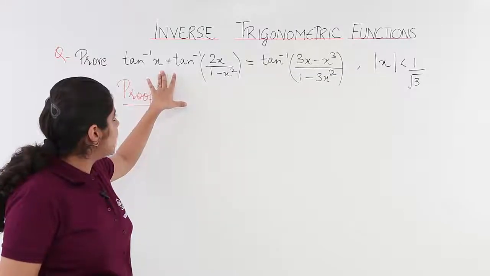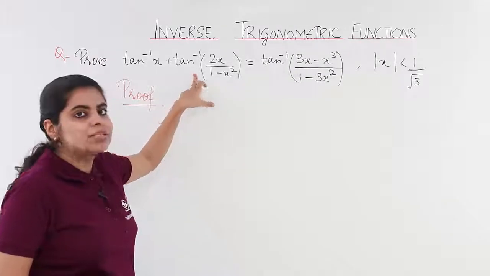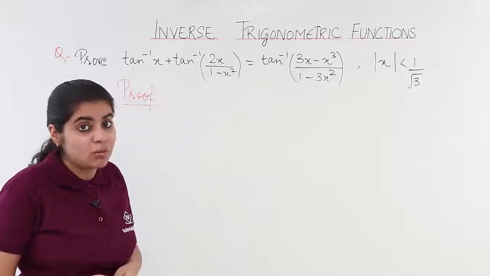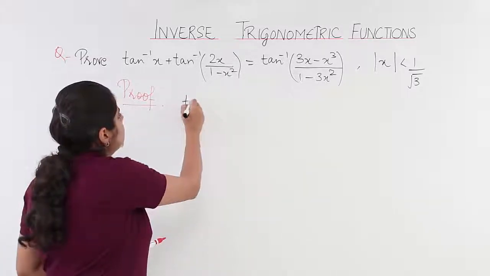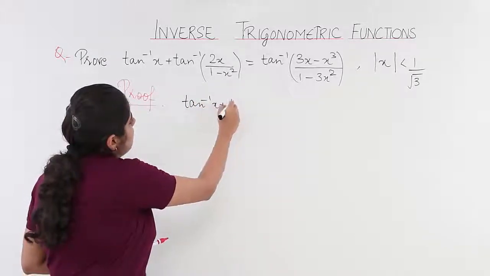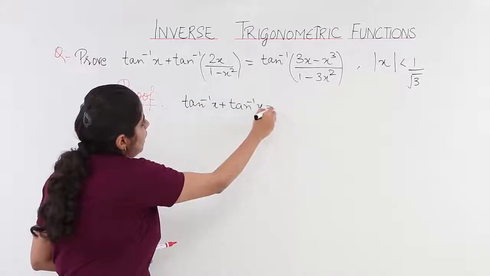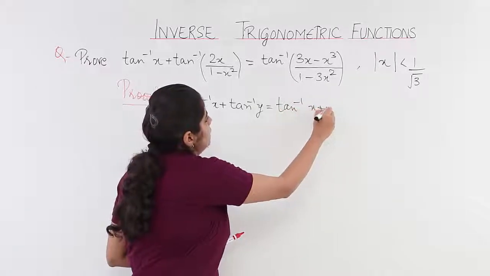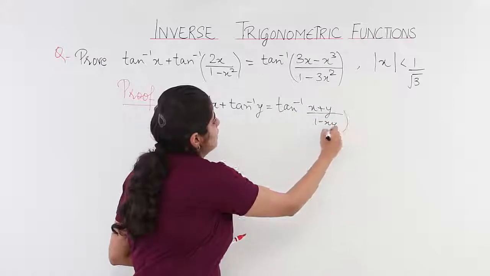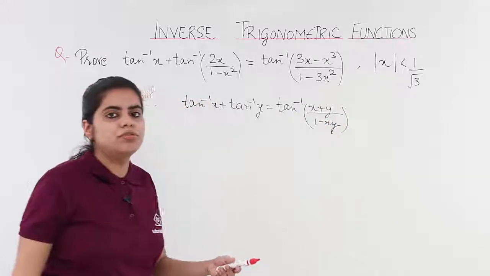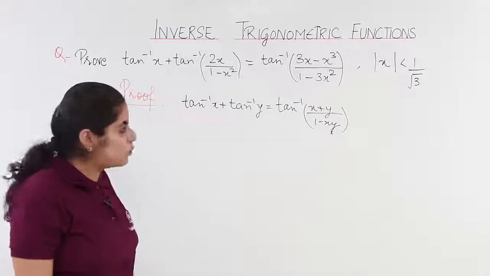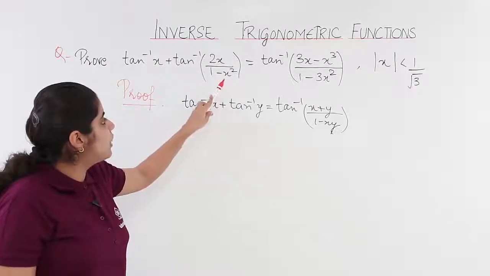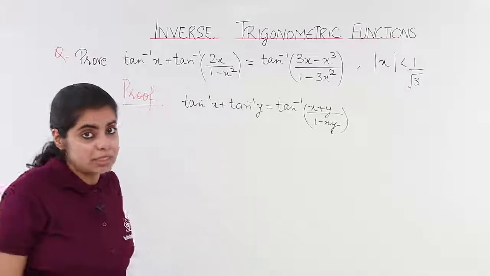We have the left hand side as tan inverse A plus tan inverse B, or tan inverse X plus tan inverse Y. That means we have a formula, and what is the formula? Tan inverse X plus tan inverse Y is equal to tan inverse X plus Y upon 1 minus XY. And when we know the formula, we just have to put the values. So what is X? X is basically the first term, which is x only. What is Y? Y is 2x upon 1 minus x square.